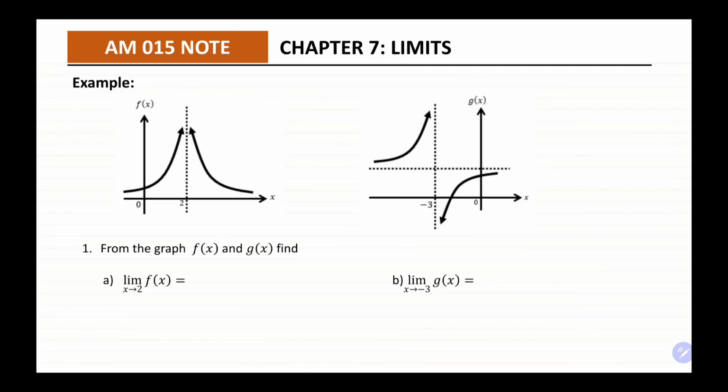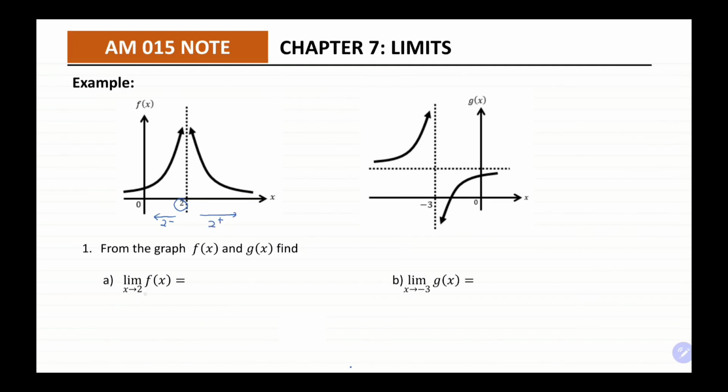We look at example number 1. From the graph of f(x) and g(x), we have two graphs here. Find the limit x approach 2. Okay. At number 1, we have two graphs. First, for both graphs we see they go upwards. So 2 from left, this one is 2 from left, and this one is 2 from right.